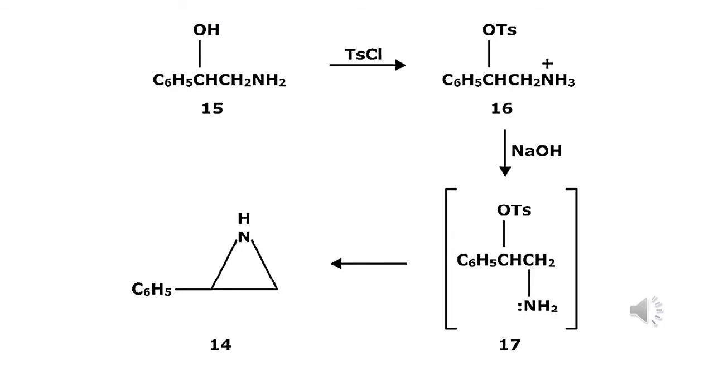So here is the synthesis of aziridine, that is structure 14. For that we have taken this starting material and it is treated with this tosyl chloride compound. We're going to get this intermediate, and from that the cyclization will take place and we're going to get this 3-membered cyclic compound, aziridine.